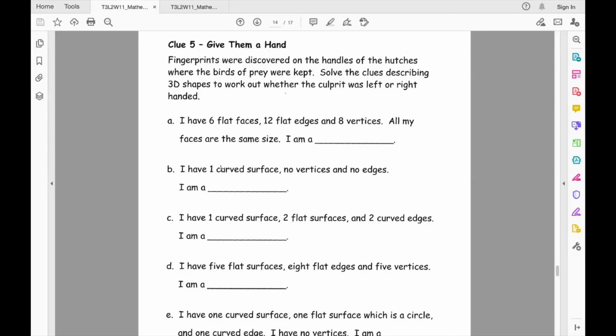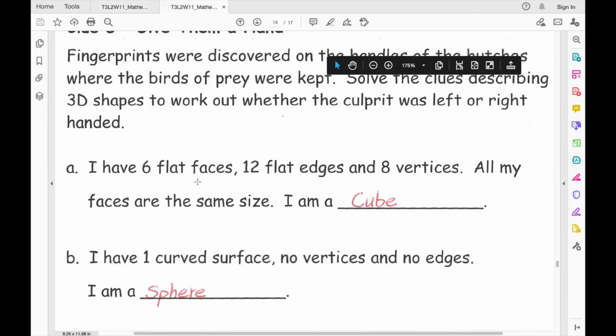Right, let's go through B now. So B is a sphere. Sphere is like a tennis ball, basketball, any type of ball. It's curved all over. It's got no pointy bits, no edges. And sphere is spelled S-P-H-E-R-E. Sphere.